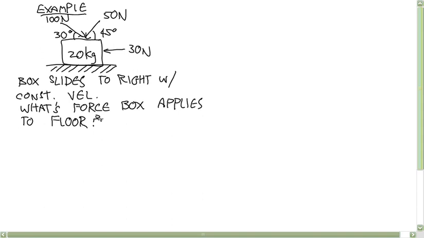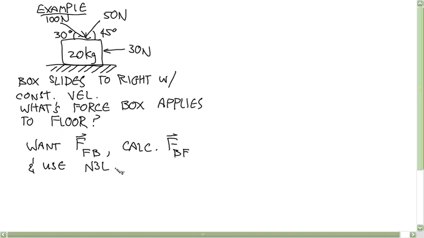But that's not going to work because there are all these other forces on the floor that we don't know. So what you need to remember is that with Newton's third law, it's always trivial to flip subscripts. We want the force vector on the floor by the box. It's just as easy to calculate the force on the box by the floor and then use Newton's third law. So we're going to isolate the box, calculate the force the floor applies to the box, and then the last step is just to switch the sign and switch the subscripts.